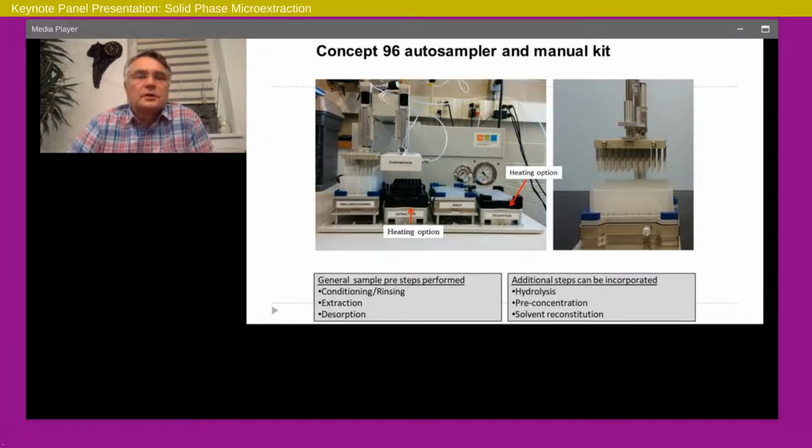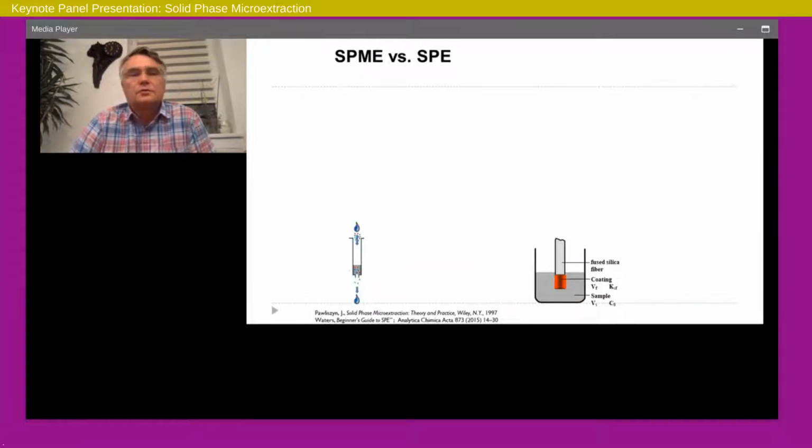Okay, so now from a practical point of view, how do you use this technology? One of the approaches for high throughput is a device called Concept 96. It's a 96 blade system. Instead of coating fibers, we're actually coating blades to increase the surface area of the sorbent and therefore increase mass transfer to the extraction phase. As you can see, there are 4 different 96 well plates. In one we perform the activation, in another extraction, then rinsing, and then desorption, and then this 96 well plate is analyzed. It can go to the analytical instrument.